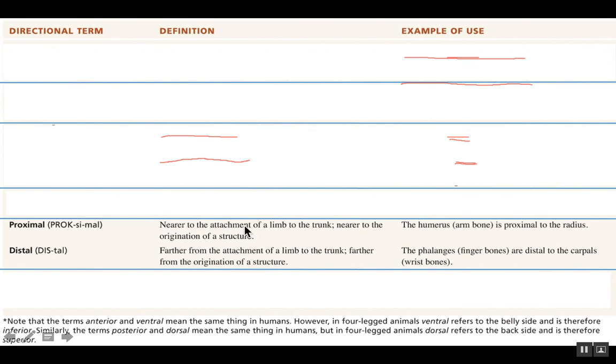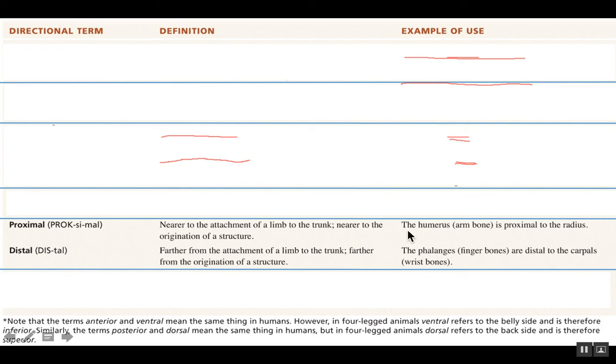We often use these when we're looking in the arms and legs because there's an attachment site. Your arm is attached at the shoulder, your leg is attached at the hip. So whatever is closest to that attachment, we call proximal. If you're farther from that attachment, you are distal or distant. You can think of distant.